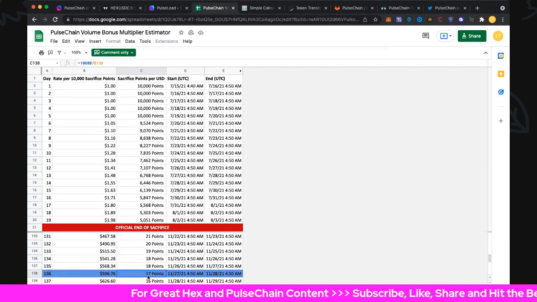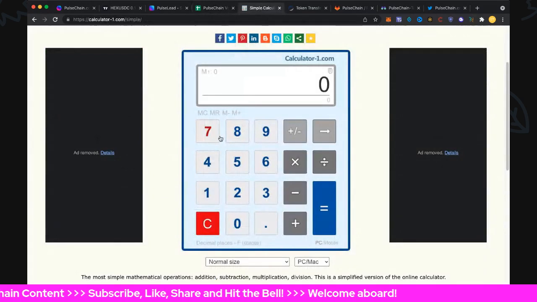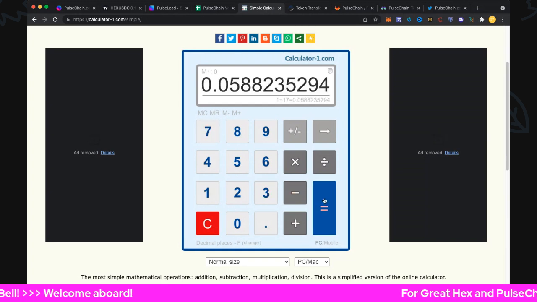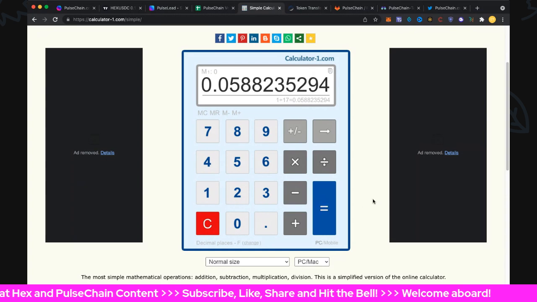So if it's 17 points per dollar, we can work out the rate there. We're going to go 1 divided by 17. That's $1 divided by 17. That's 5.8, almost 5.9 cents now per pulse point. Can you believe it? So pulse being a token, I guess once it launches, that's just the way we see it. So 5.8 cents, it's incredible.